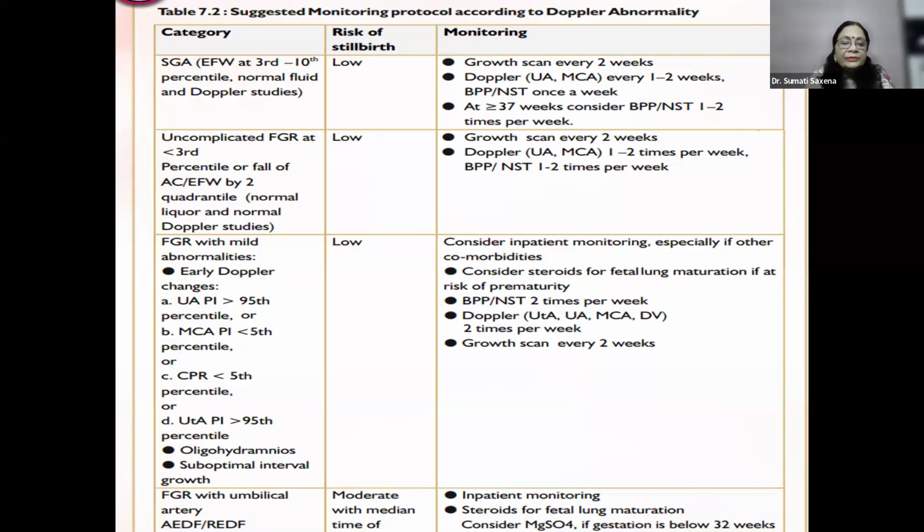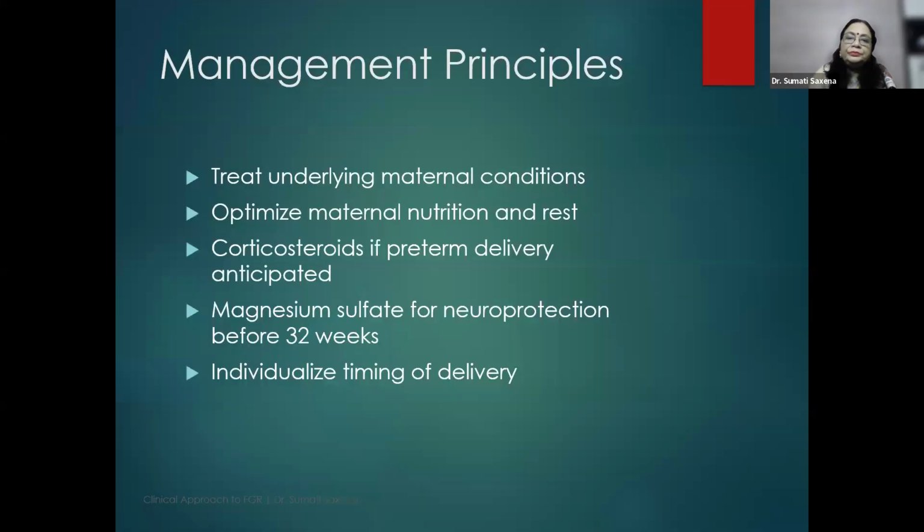And if there is FGR with umbilical artery absent end-diastolic flow or reversed end-diastolic flow, then inpatient monitoring, steroid, magnesium sulfate injection, and delivery of the fetus.